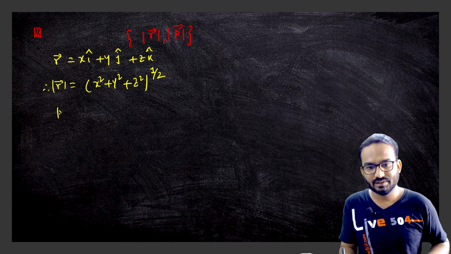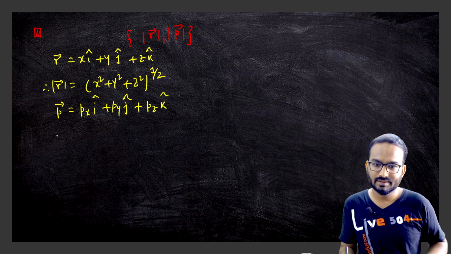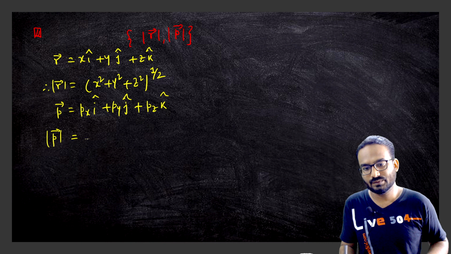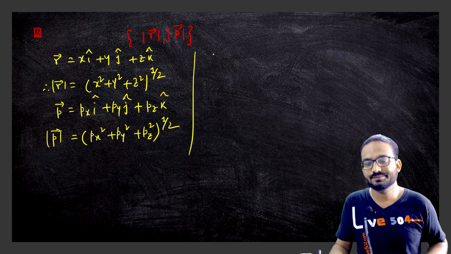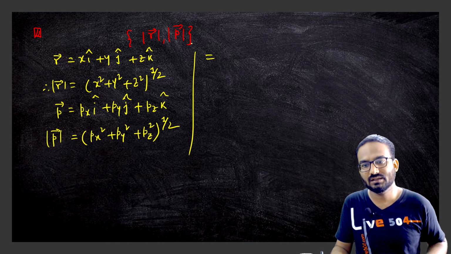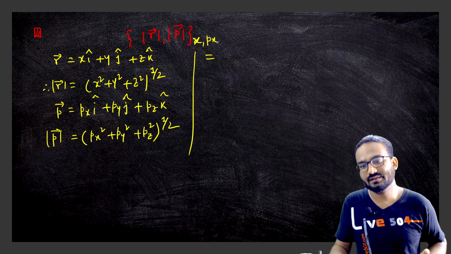Similarly, we can define P. P is equal to px i cap plus py j cap plus pz k cap. So modulus of P will be given by px square plus py square plus pz square, to the power half. Now let us try to calculate this. As per the given formula, this will be defined. Look here, x, y, and z, three coordinates are there. So it will be a function of x, px, y, py, z, pz.